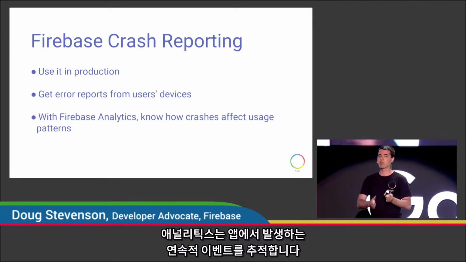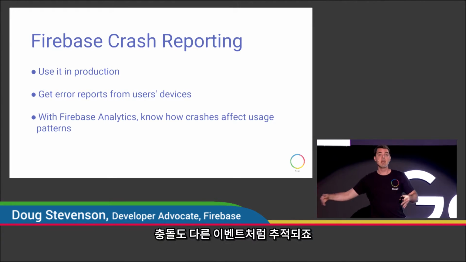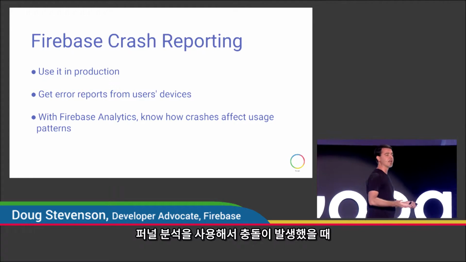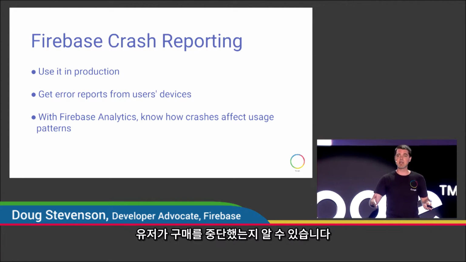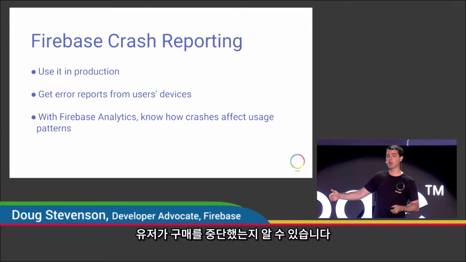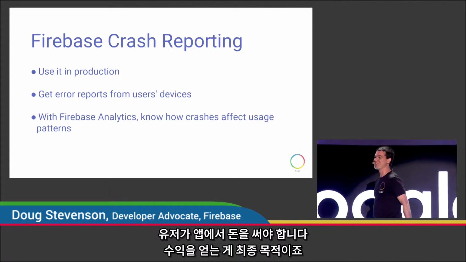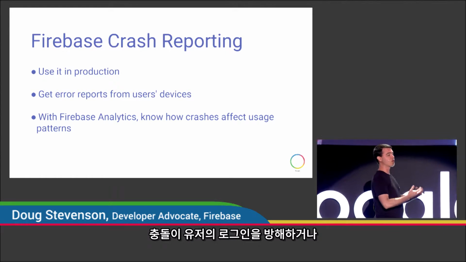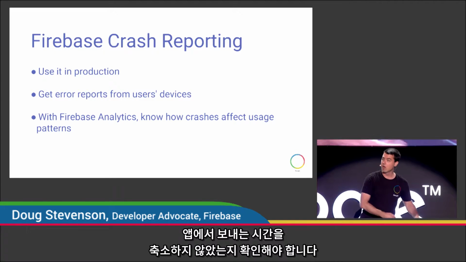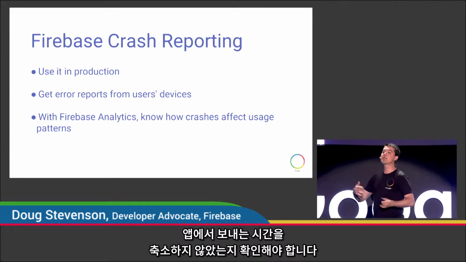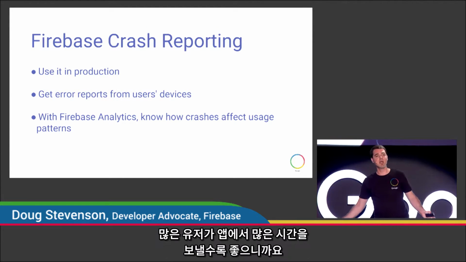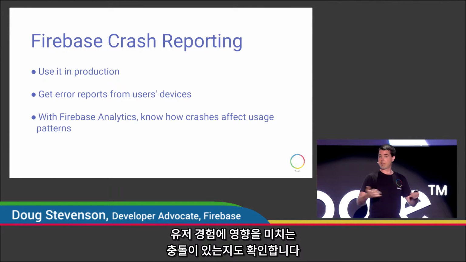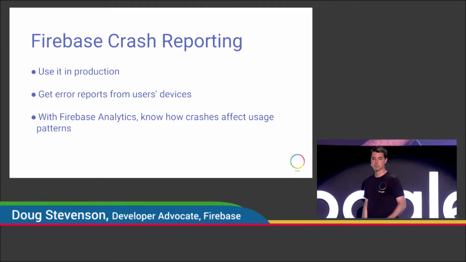So with Analytics, you can track a series of events that happen in your app. And a crash becomes an event just like any other. So now you can do a funnel analysis to find out if a crash happened, did that stop people from making a purchase in your app? You want people to make purchases in your app. That's the ultimate goal, is to make money. You also want to know if there's a crash that prevented someone from logging in, or a crash that reduces the amount of time that people are spending in your app. You want more people to spend more time in your app, and you can understand if there's a crash, is that impacting the user experience?